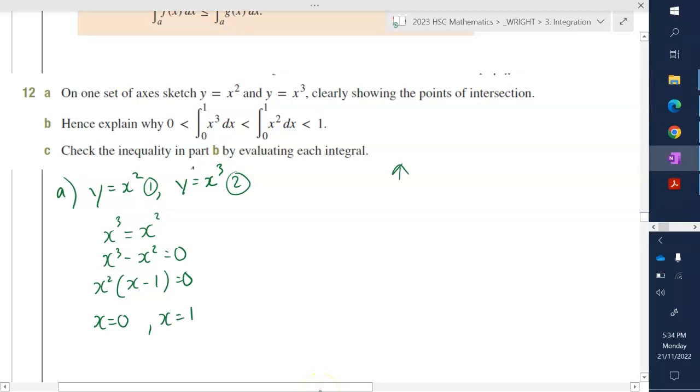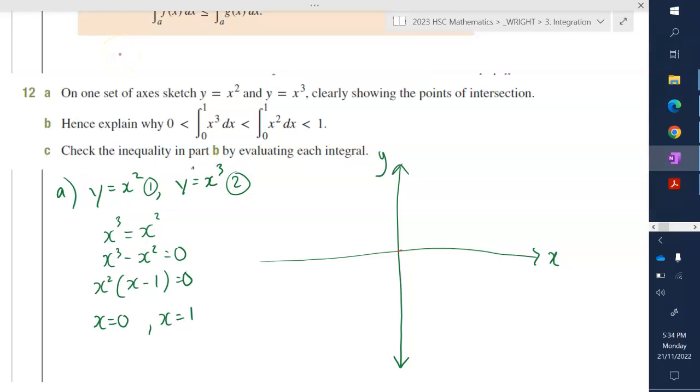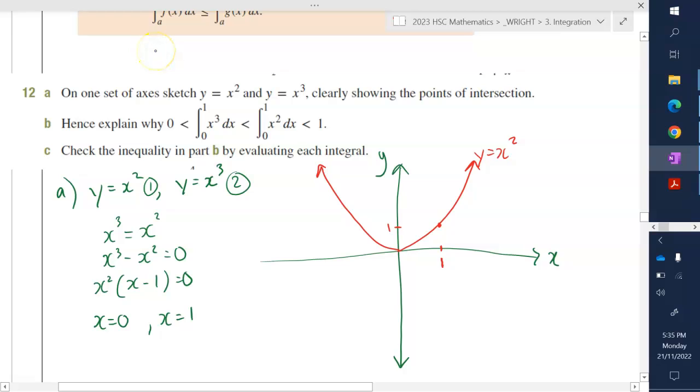Now that's going to help me draw a graph of these. So let's do that now. Let's go y equals x squared, and we might just pop a point 1 in here, and we're going to have a 1 here as well. And where these curves are going to cross is like that, and like that. And that's my y equals x cubed.